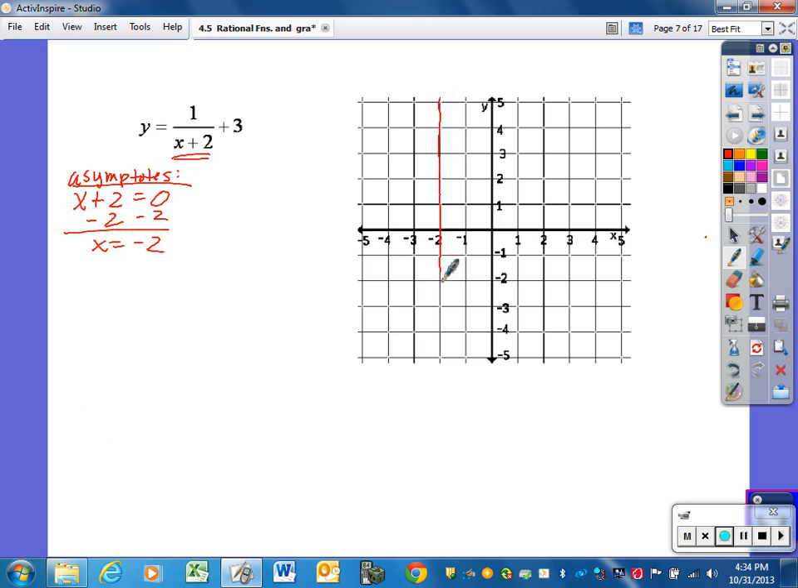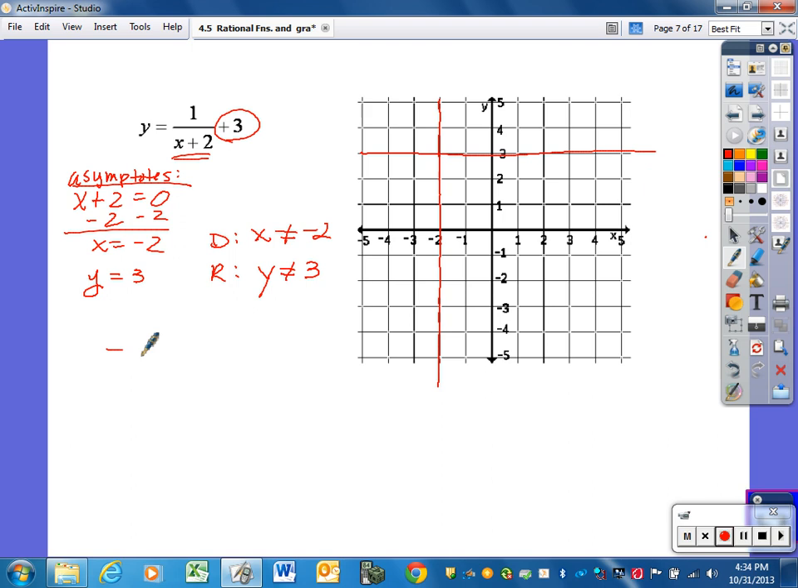I'm going to draw in that asymptote. Do I have a vertical shift? Yes. So my horizontal asymptote will be y equals 3. So I'm going to draw that one in. So that means my domain, I can have everything except negative 2 because I can't reach this line of negative 2. My range, I can have everything except 3 because I can't reach this line of 3.